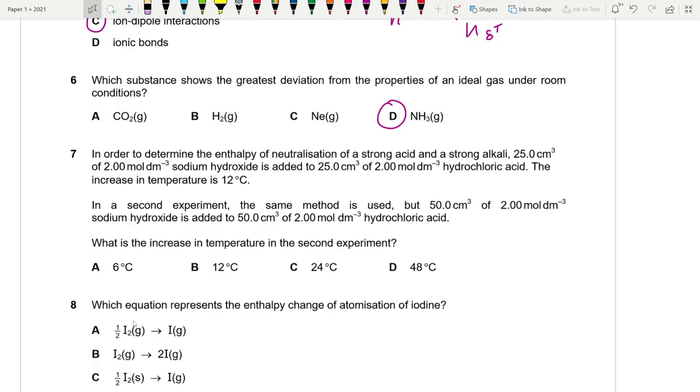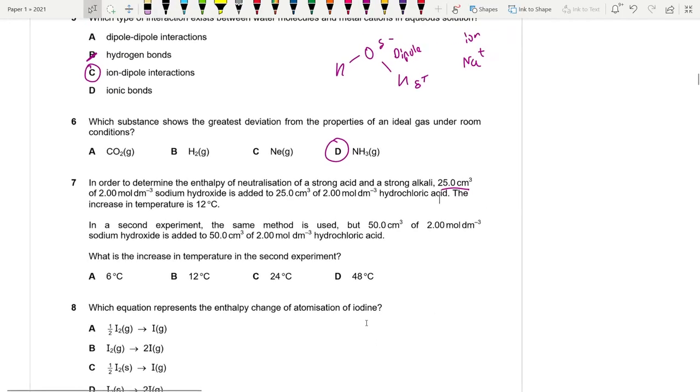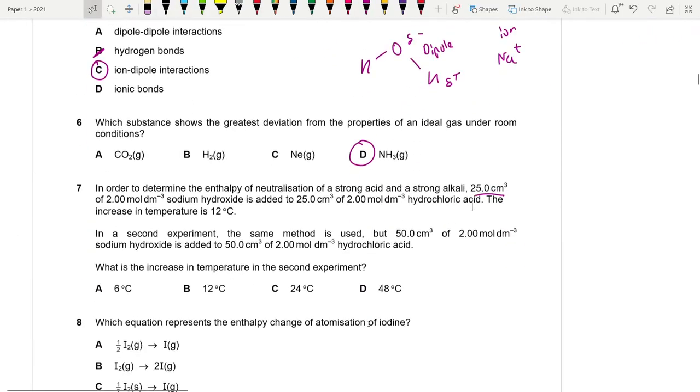So, guys, what happened? We have actually increased the volume of both the reagents. Do you understand? Both sodium hydroxide and hydrochloric acid. HCl and NaOH react in a 1:1 ratio. Initially it was 25 cm cube of each with 2 mol per dm cube of each. Now the molar ratio is the same, the concentration is the same, but we have 50 cm cube of each.